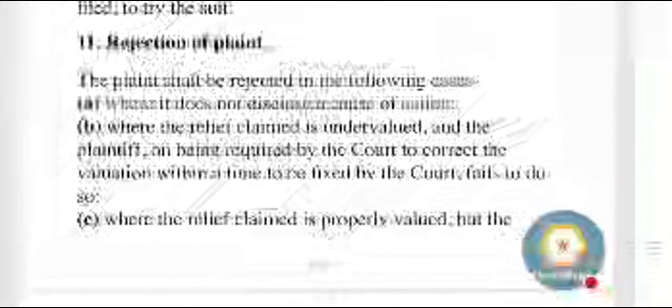Now B says, where the relief claimed is undervalued and the plaintiff, on being required by the court to correct the valuation within the time to be fixed by the court, fails to do so. The plaint is undervalued, it may be intentionally or by mistake, but after finding that the suit is undervalued, the court gave a direction to the plaintiff to correct the error, but the plaintiff is intentionally or negligently avoiding that correction. Now in such a case, if the plaintiff fails to do so, the plaint shall be rejected.